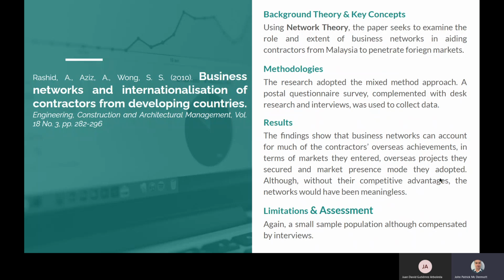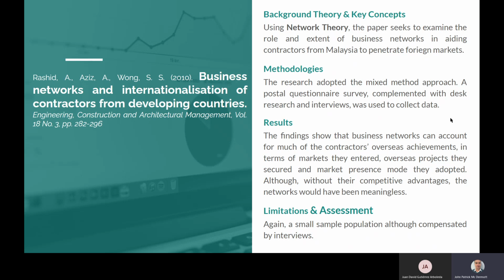The fifth and final paper I'm presenting is the business networks and internationalization of contractors from developing countries. The background theory, key concept: they use network theory. The paper seeks to examine the role and extent of business networks in aiding contractors from Malaysia to penetrate foreign markets. Methodology: the research adopted a mixed method approach, a postal questionnaire survey complemented with desk study and interviews. They were all used to collect data.